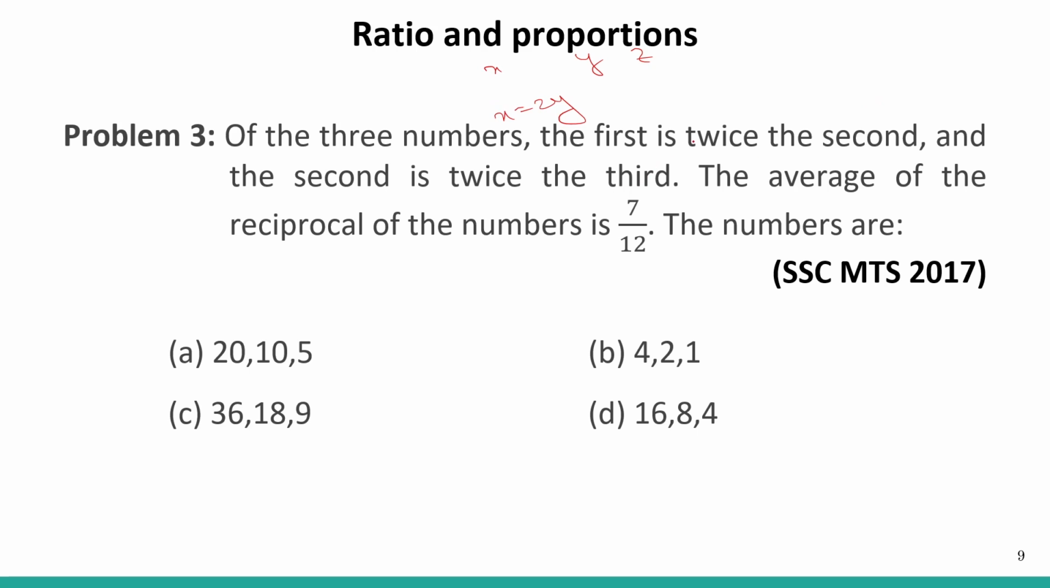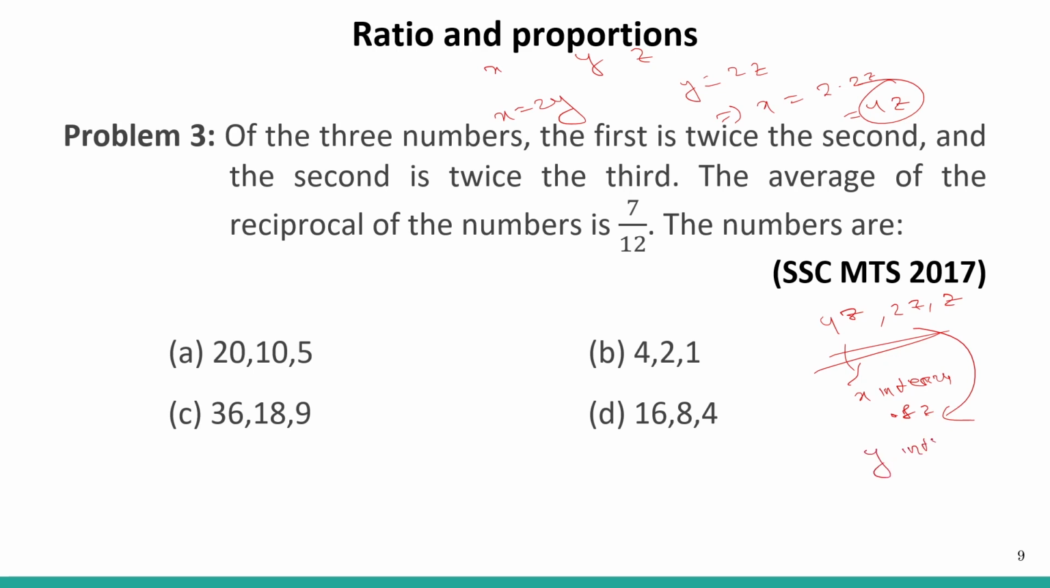the second is twice the third, so y is equal to 2z. So this implies that x is equal to 2 into 2z is equal to 4z. Now we can write 4z, 2z and z. That is, we write x in terms of z, y in terms of z, and z is written in terms of z. So the answer will be 4, 2, 1.